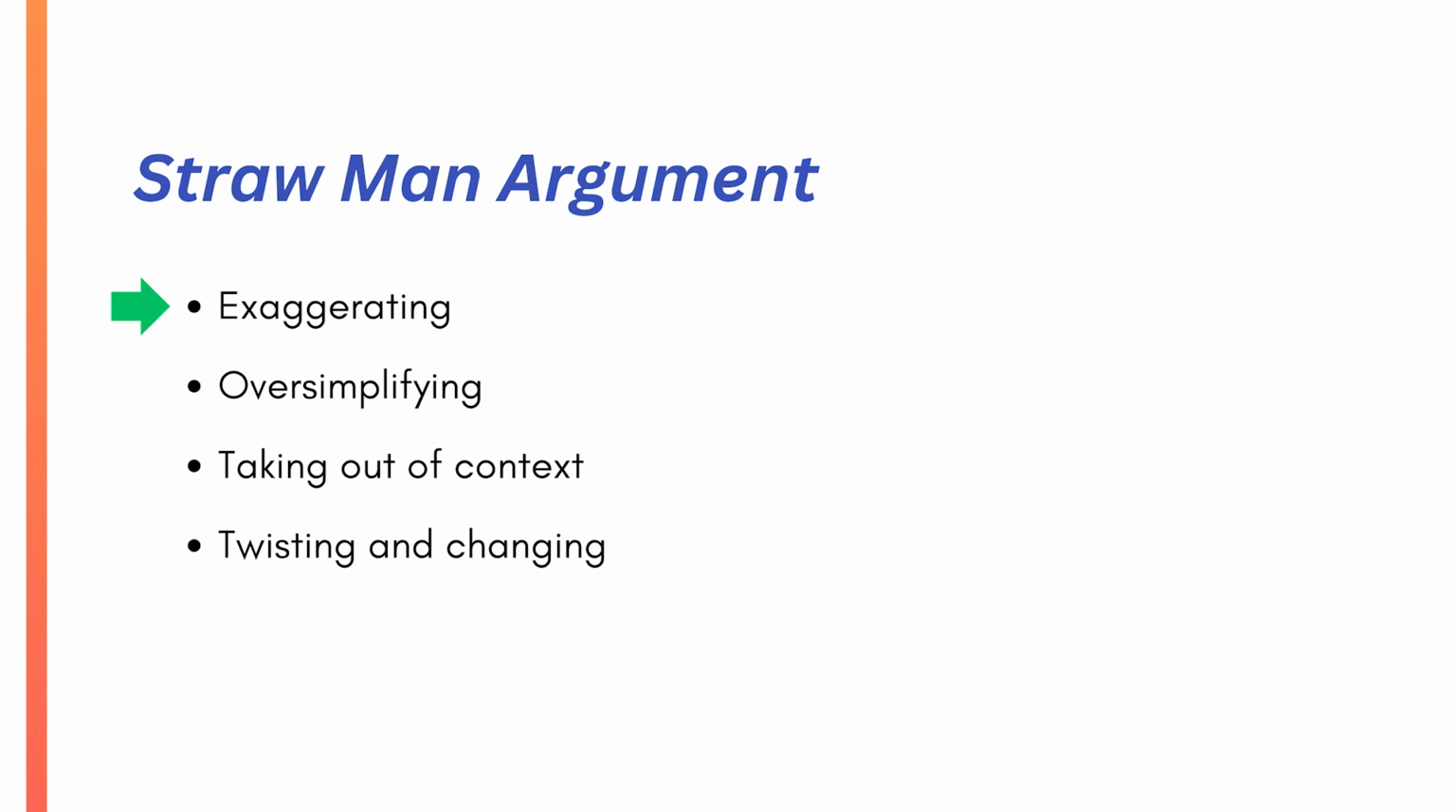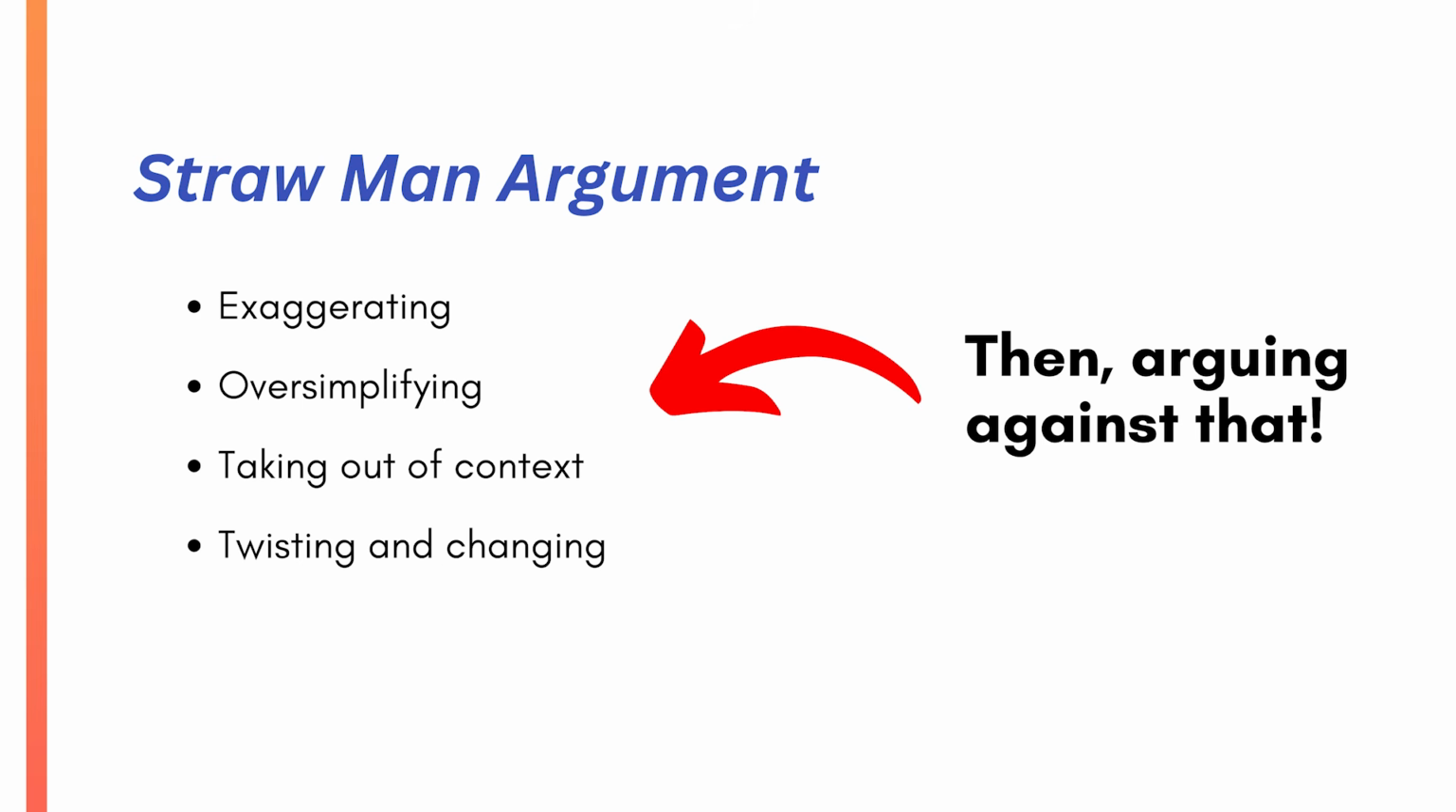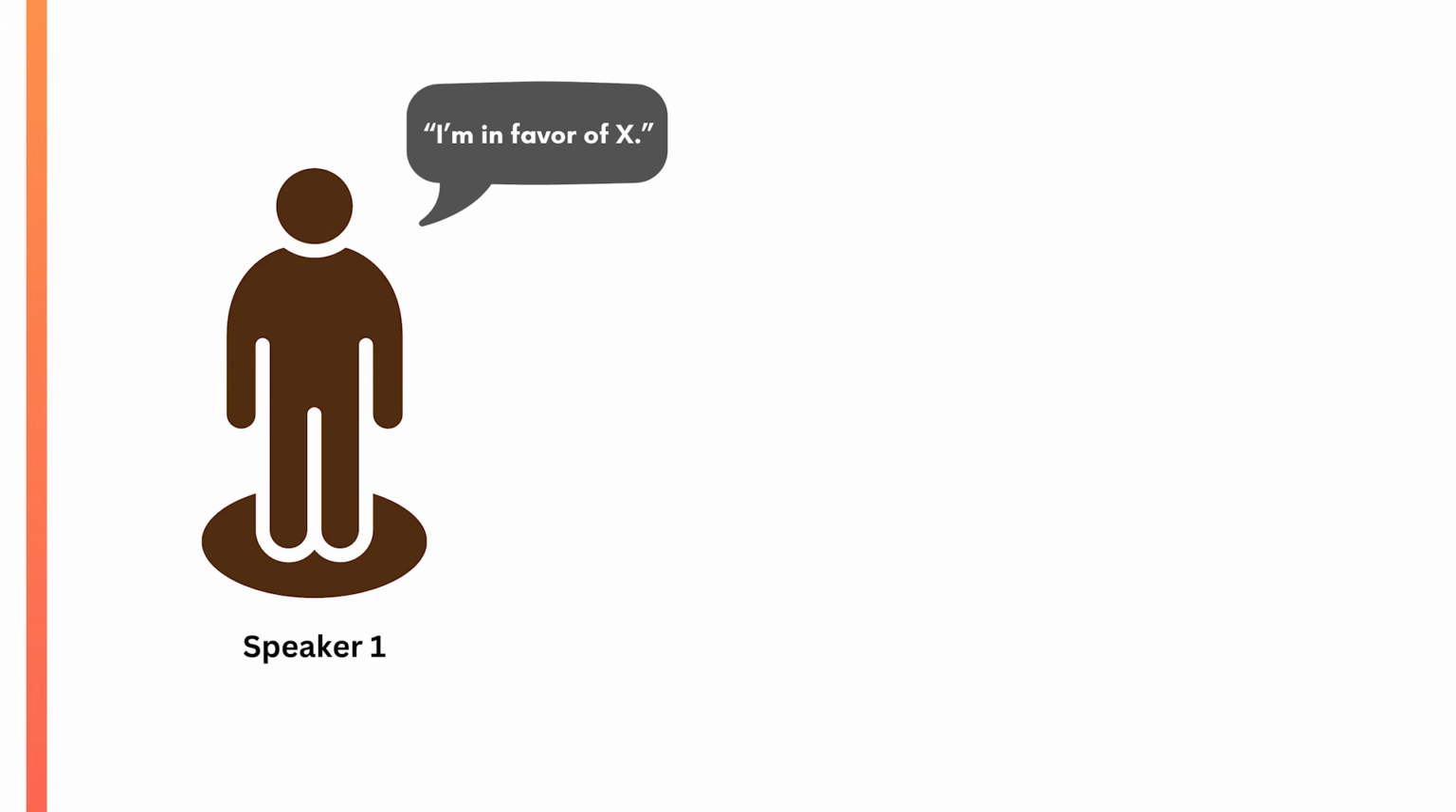For example, a speaker might argue against a straw man that they themselves have created by exaggerating the other person's original argument, oversimplifying what the other person has said, taking something out of context in a way that changes its meaning, or twisting or changing the other person's position or statements completely, and then arguing against that manufactured point.